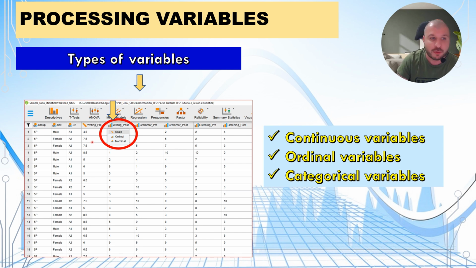A continuous variable is like, for example, the time you spend studying or the years you've been studying English, that can be a variable. Ordinal variables are, for example, Likert scale based variables, for example, from a questionnaire. And categorical variables are nominal variables, like, for example, the level of English. We have here A1, A2, or the course, the group the participants belong to, the fifth year of primary education, the sex, all these three are categorical variables.